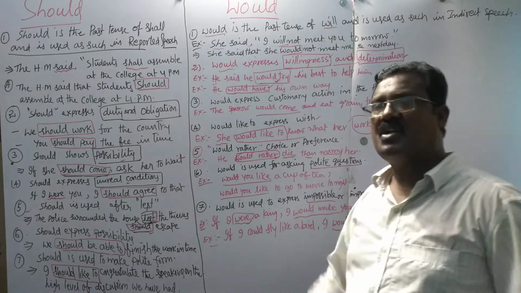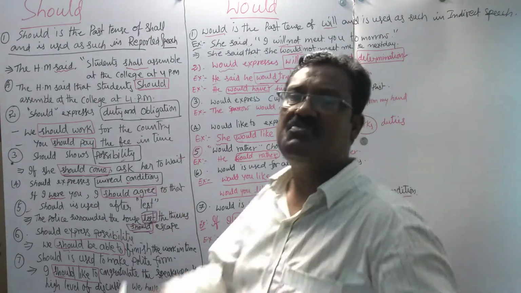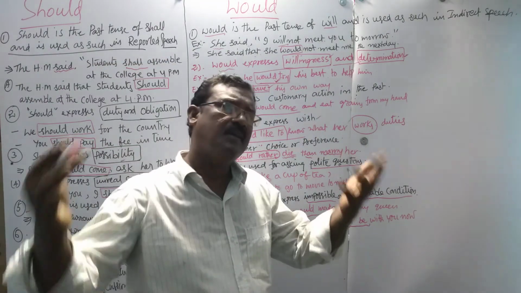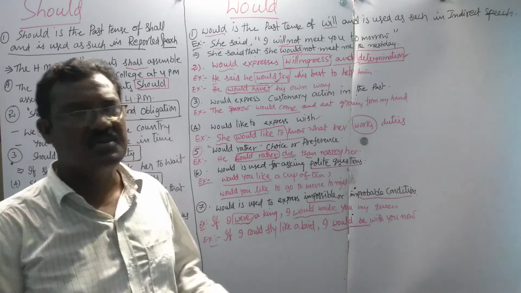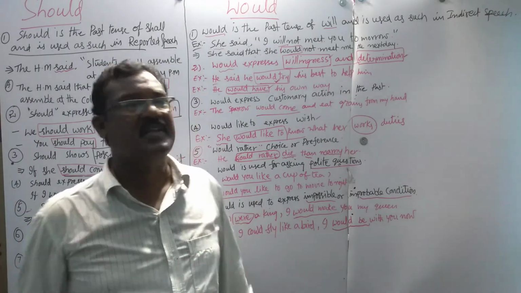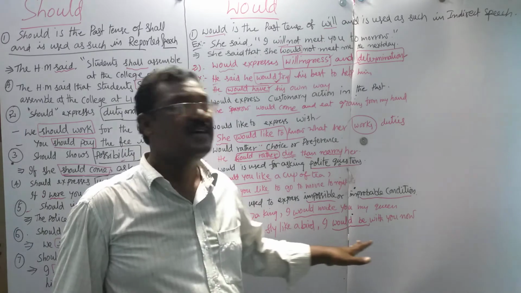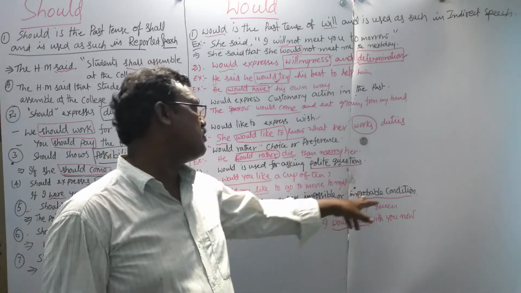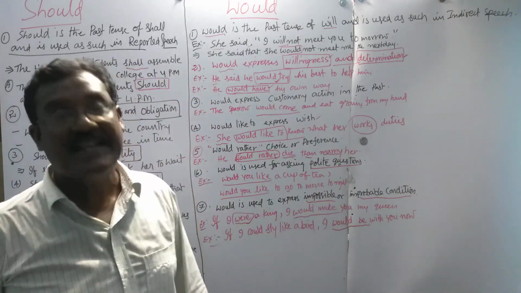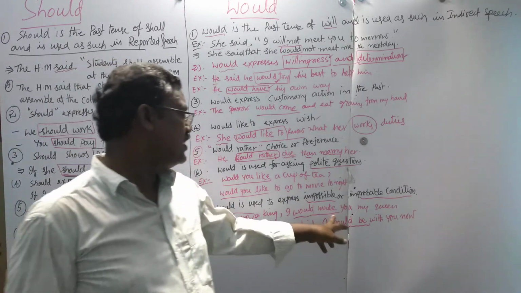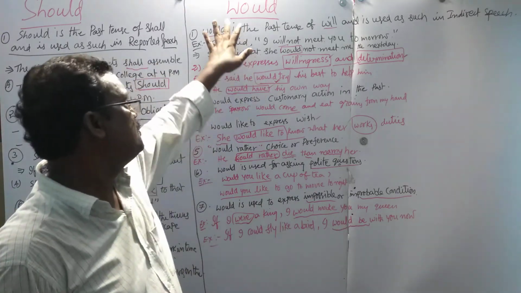If I were a millionaire, I would give you crores of rupees. He won't become a millionaire, he won't give money. So to show such improbable, impossible conditions in the sentence, particularly in the main clause, we should use would.